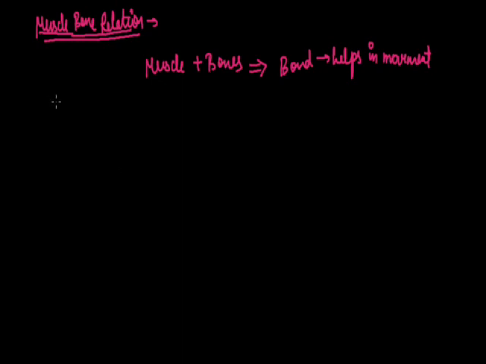Now the first term we are going to study is tendons. In muscle bone relation, tendons are a group of white fibrous connective tissue and they help to attach muscle with bones. Or we can say tendons are made up of white fibrous connective tissue.